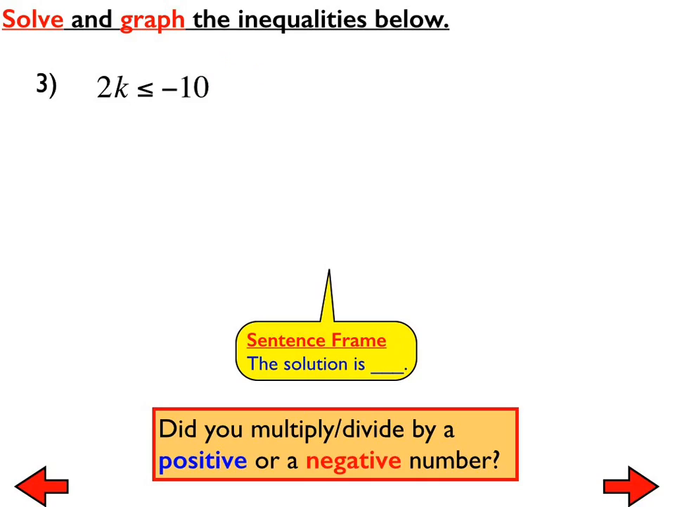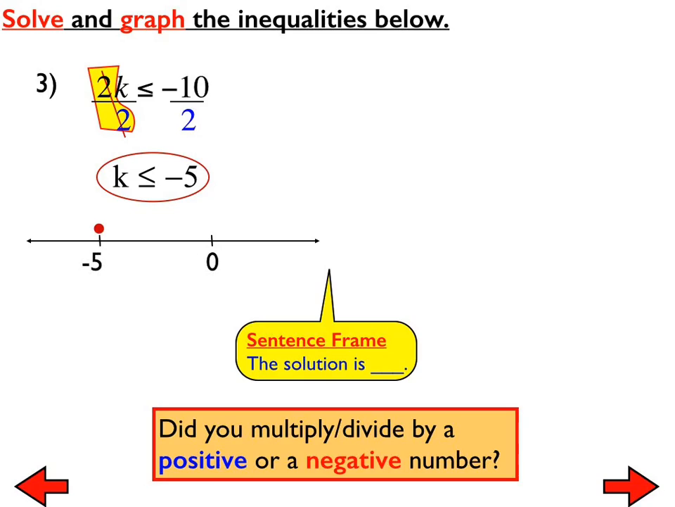The rule says if you multiply or divide by a negative number. We are dividing by a positive 2 here. Therefore, we do not flip the inequality symbol. So the solution is k is less than or equal to negative 5. Graph, closed circle over negative 5. All the numbers that are less than negative 5 are to the left of negative 5 on a number line, so that's what the graph looks like.